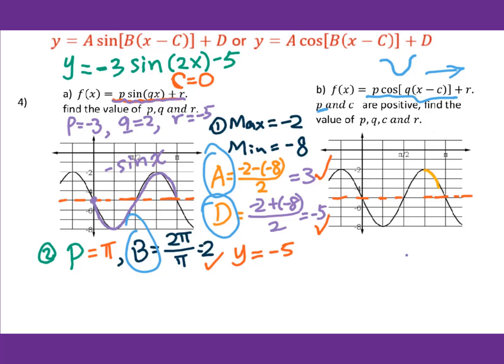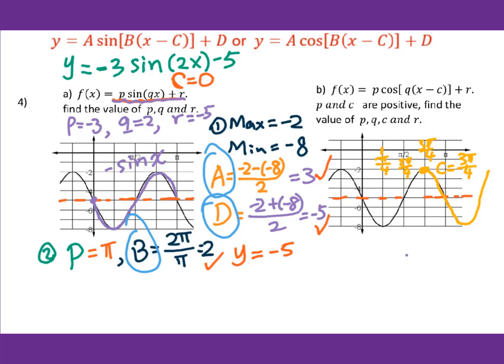Therefore, I sketch over here. This is the starting point. This part is pi over 4. So we have 2 pi over 4, then 3 pi over 4. That's C equals 3 pi over 4.